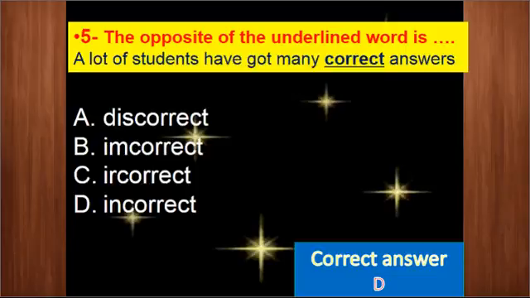Here in question number 5, students have to revise and study the prefixes and suffixes. Here in our questions, we are talking about the correct prefix that is added before the word. A lot of students have got many correct answers. The word correct must go with the D, incorrect. So correct usually goes with incorrect.